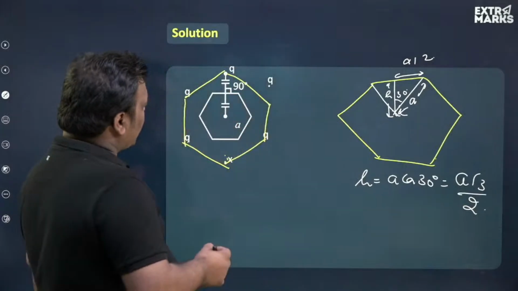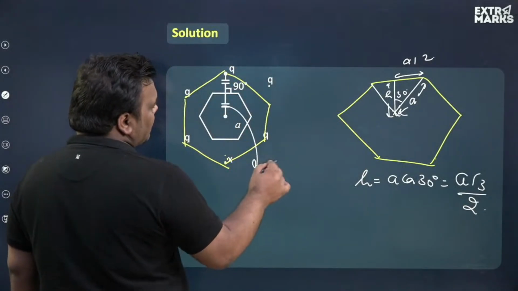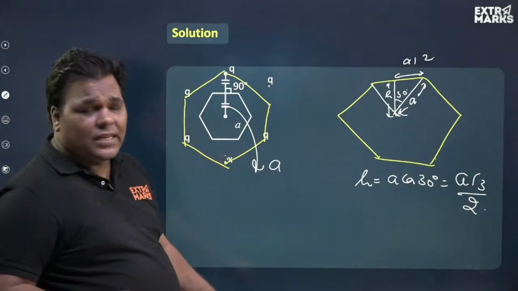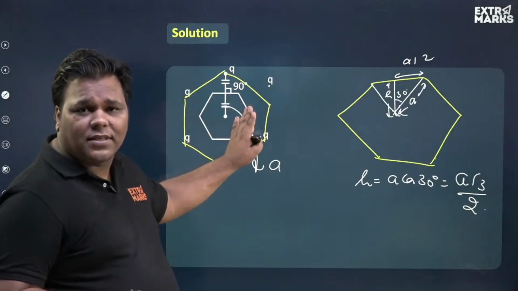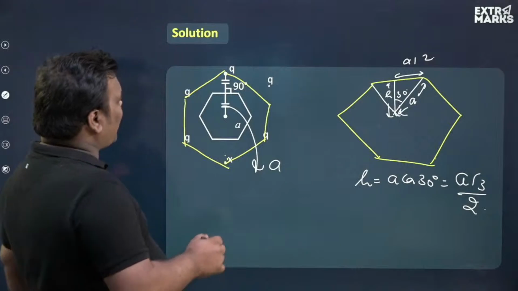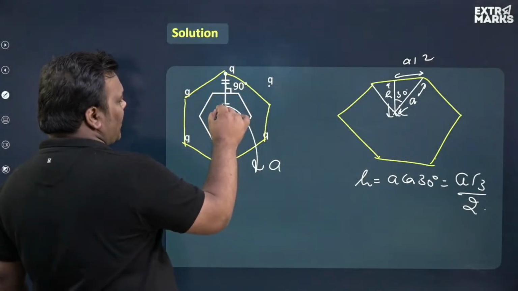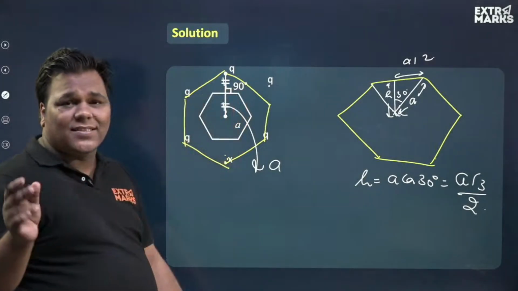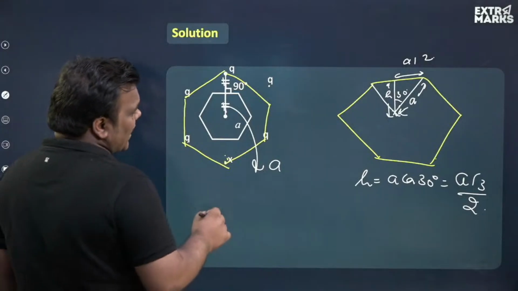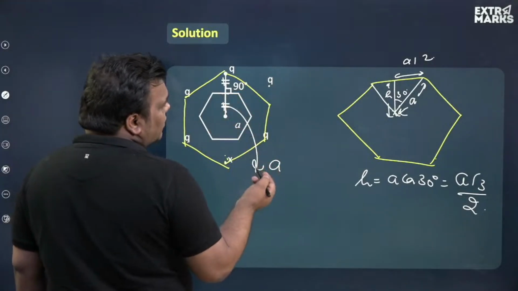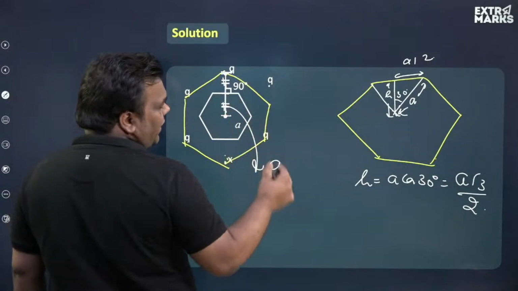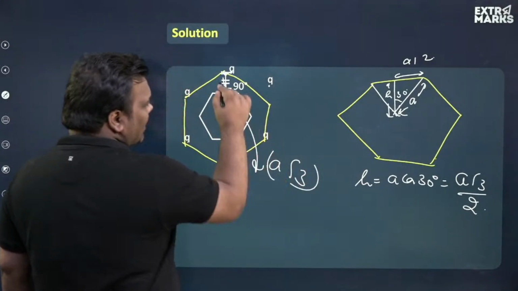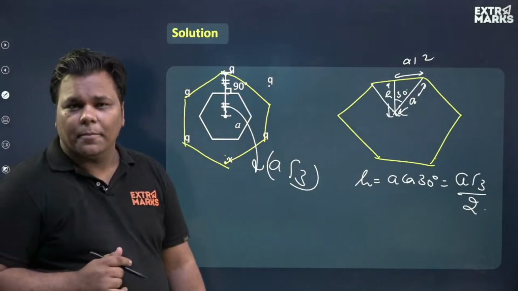Okay? This distance comes out as, please don't confuse it as a capacitance. This is not capacitance. That was just a bisector. This is a perpendicular bisector, na? So that is the sign of perpendicular bisector. Anyway, this side is A root 3 by 2. So this whole side will be A root 3 because that is the perpendicular bisector.